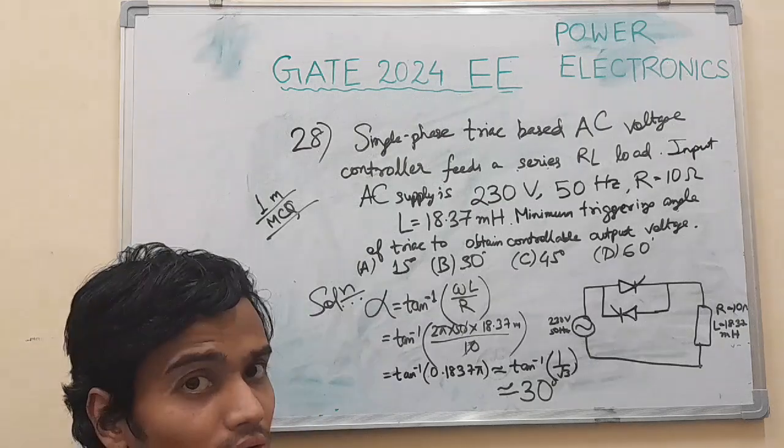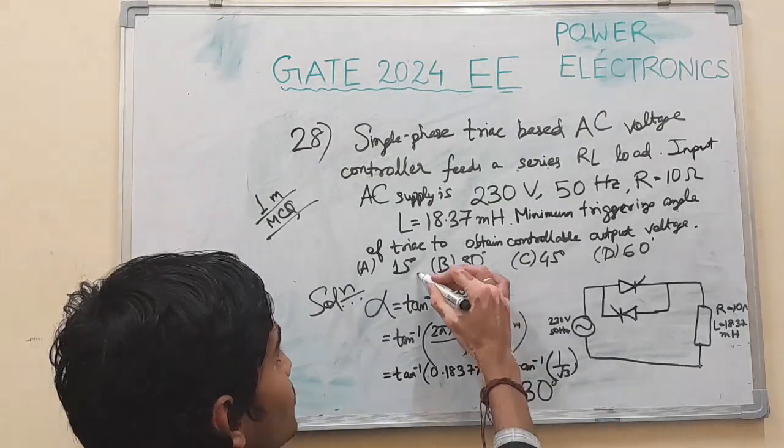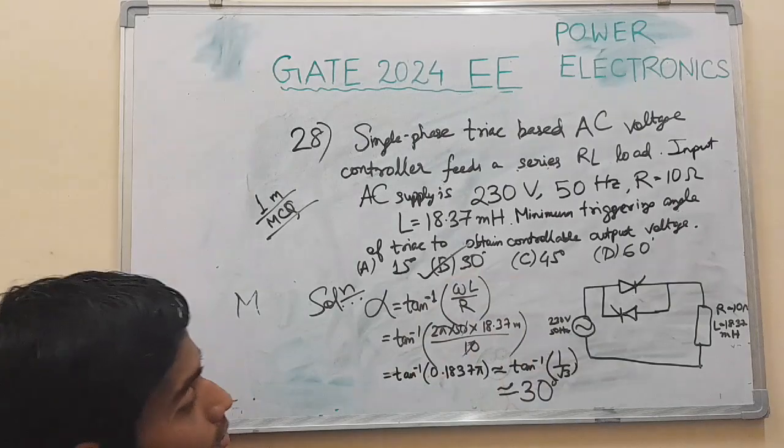So this is the solution. इसका आंसर आ गया कितना? ऑप्शन बी 30 डिग्री. बहुत ही आसानी से.